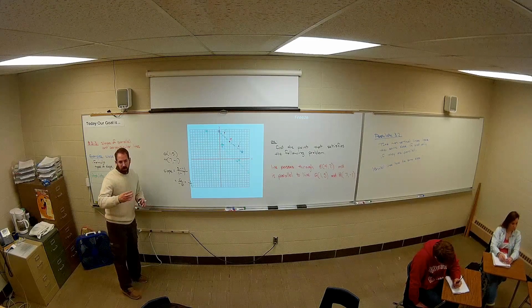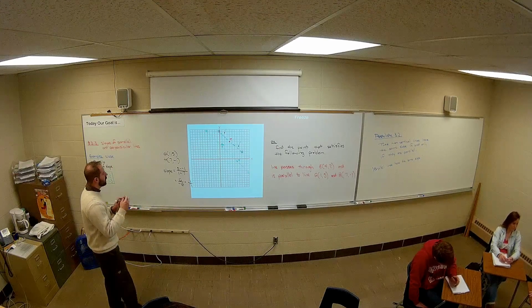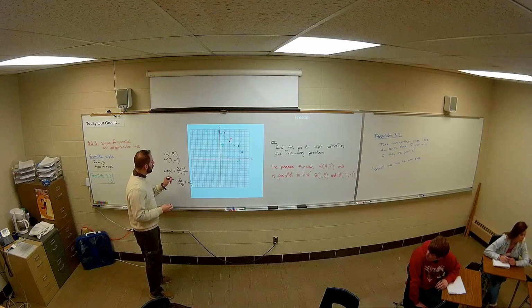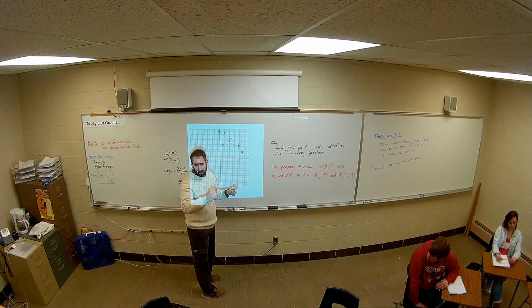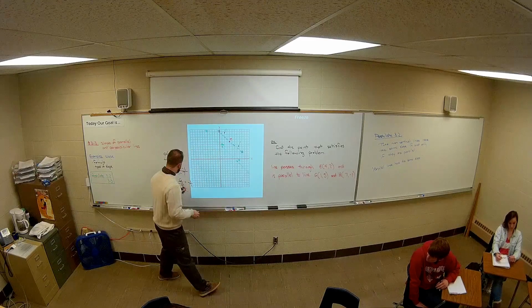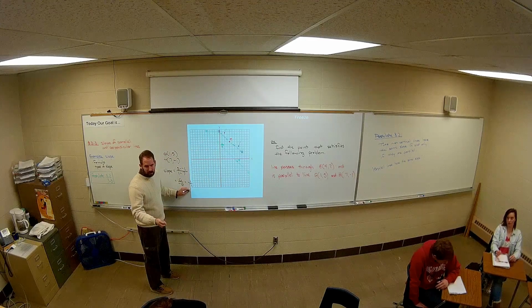Okay, questions with how I just set that up? Okay, so now the idea is that I need to find another coordinate that will be on this line right here that will have the same slope. Here's the shortcut. What does slope stand for? Like what does slope mean?